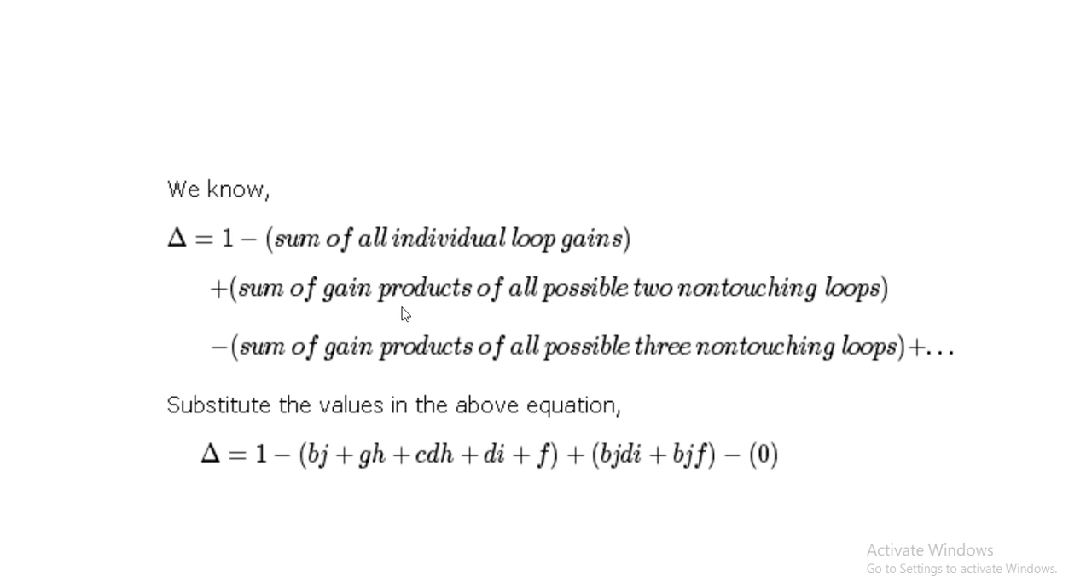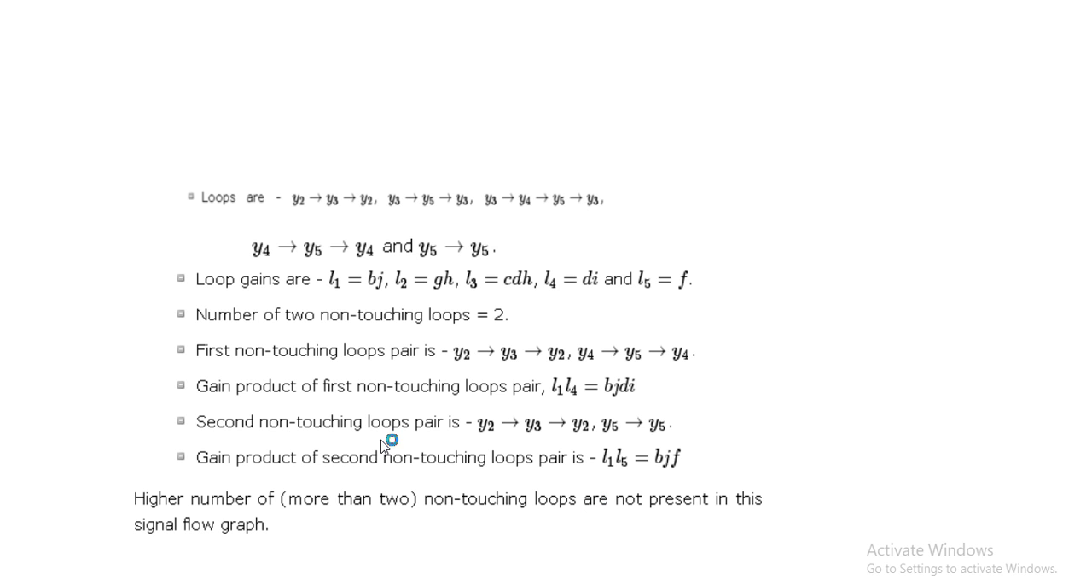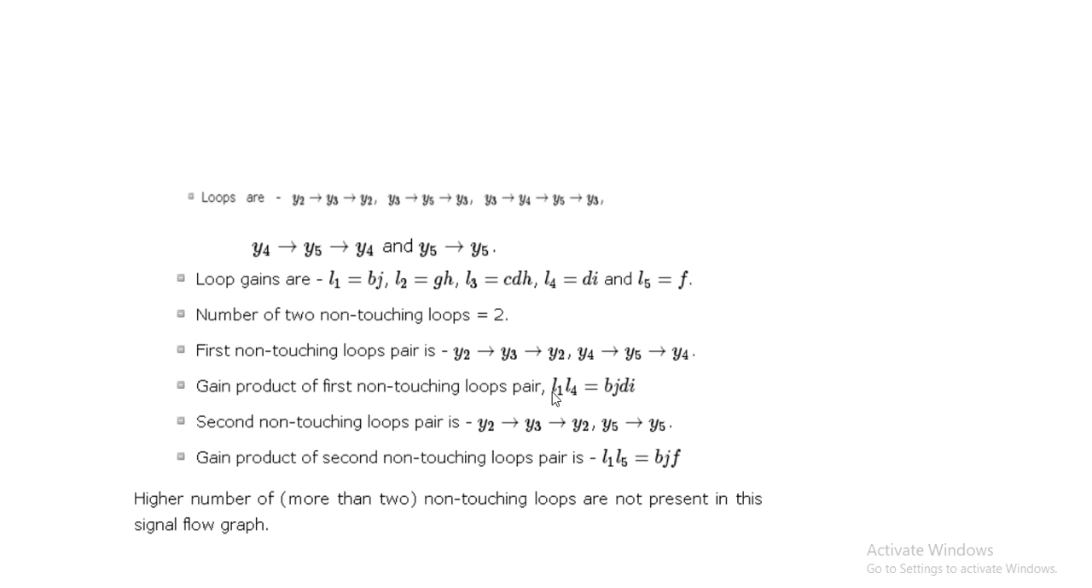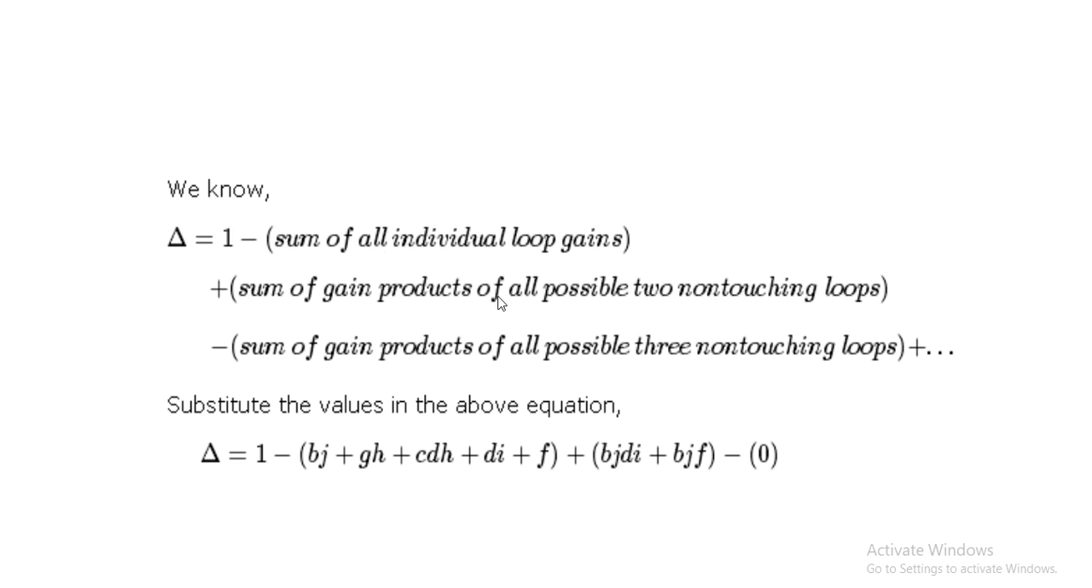Next is the sum of gain products of all possible 2 non-touching loops. The first non-touching loop pair is this one, and its gain product is bj di. We have to add the gain products of the 2 pairs, so we have added bj di plus bj f, the first pair's gain product plus the second pair's gain product. We don't have any 3 non-touching loops, so that term will be 0. So delta is now calculated.